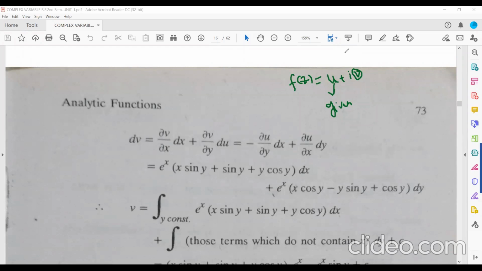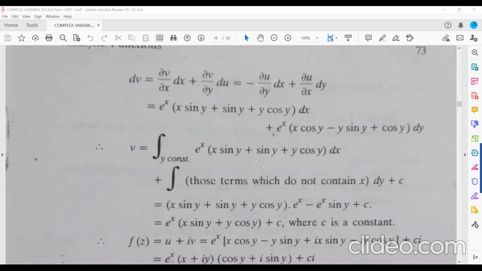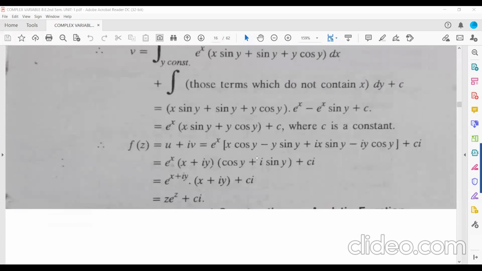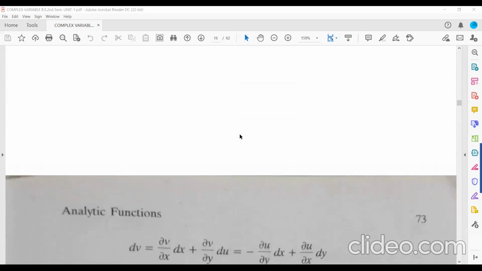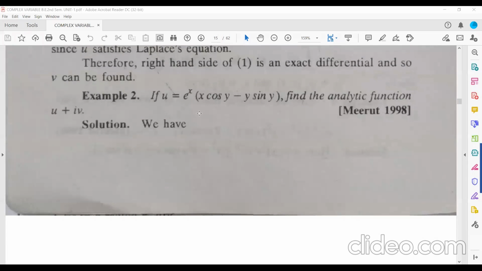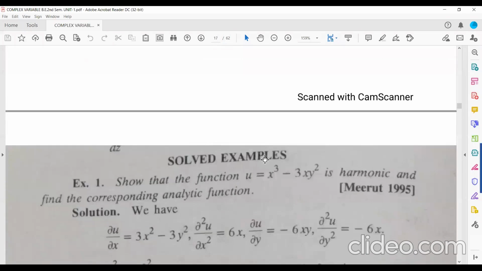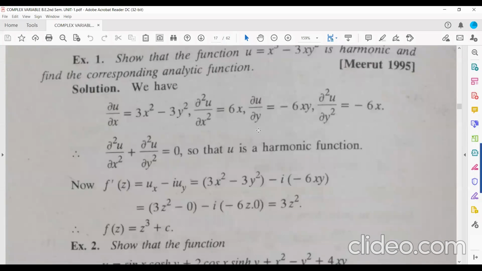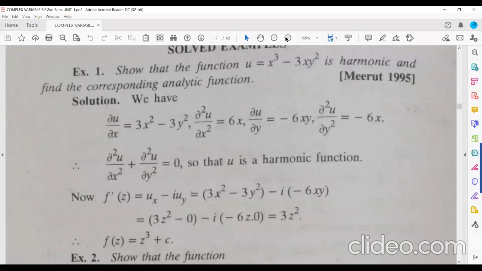Don't follow this method. Leave this method, it is not necessary. This problem you will be able to solve by the earlier method, whatever I have explained. Just solve it by the earlier method. I'm showing a different method, this one. Now, with this method, first check that the function is harmonic, and find the corresponding analytic function.